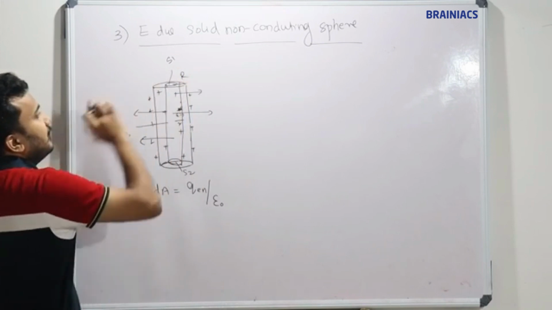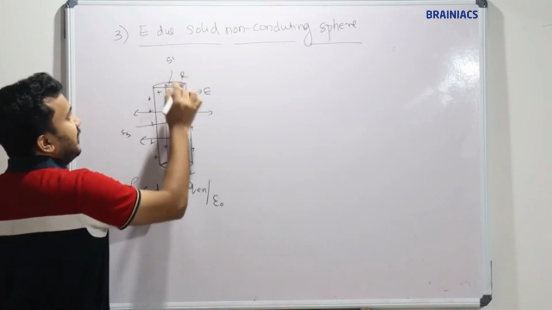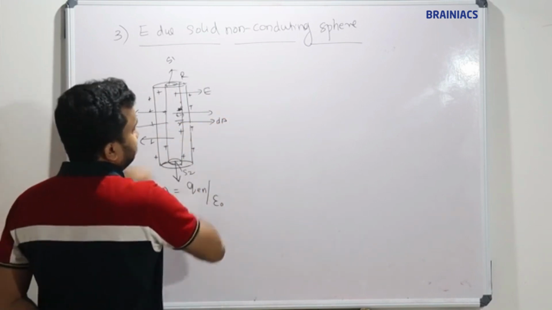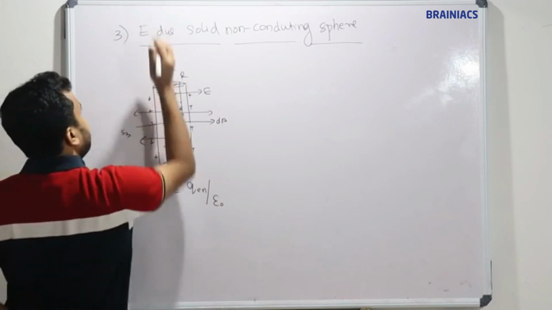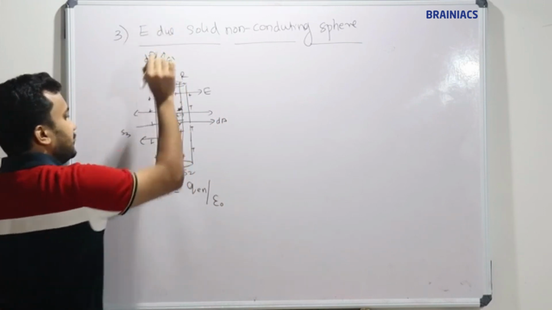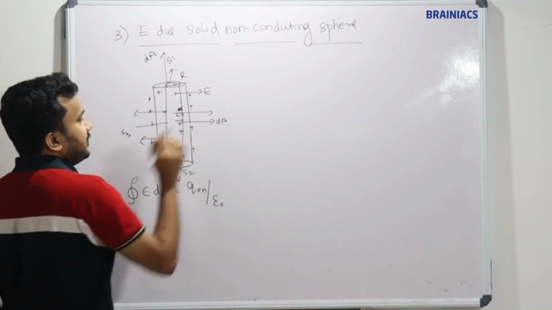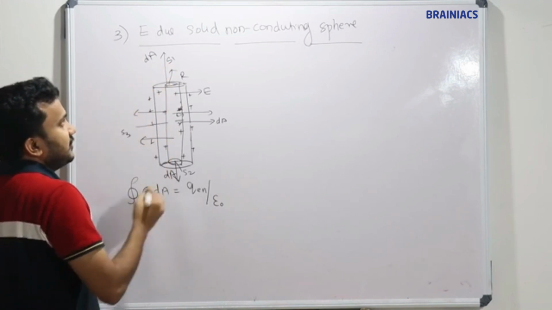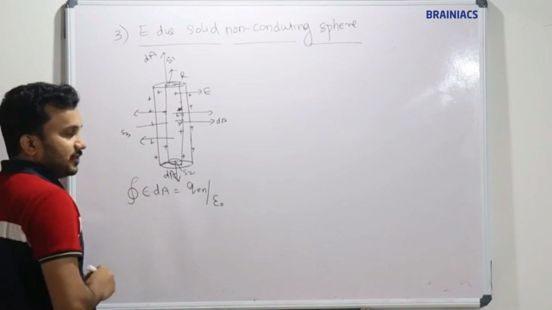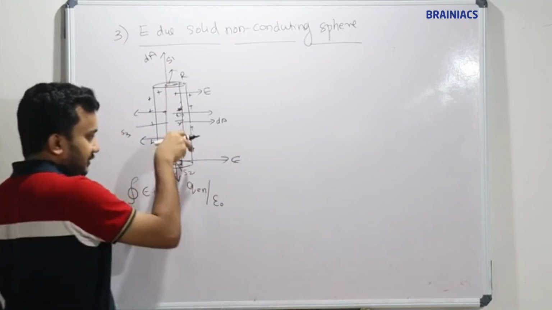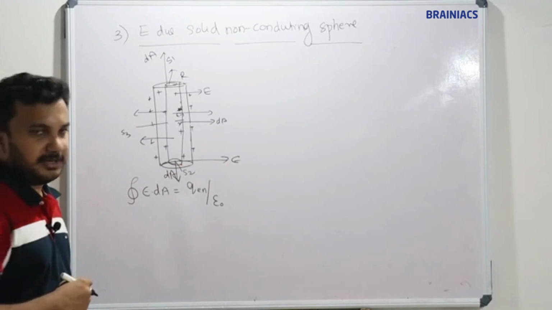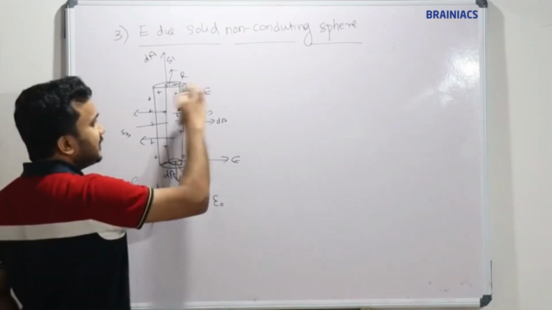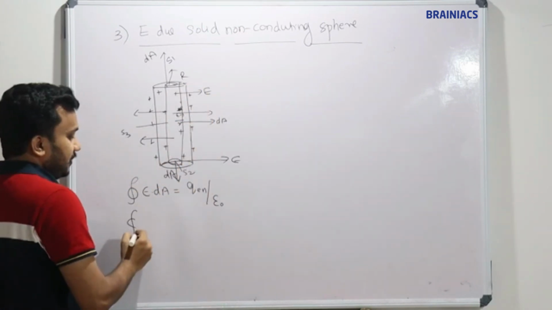With respect to the S1 surface, the area vector is like this, the S2 area vector is like this, and for the S3 surface we have this area vector. The electric field and area vector at the S1 surface are perpendicular, so that is 0. For the S2 surface it is also 0, because the electric field is like this and the area vector is like this. E dot dA equals E dA cos 90, which is 0. In the S3 case, the electric field and area vector are in the same direction.